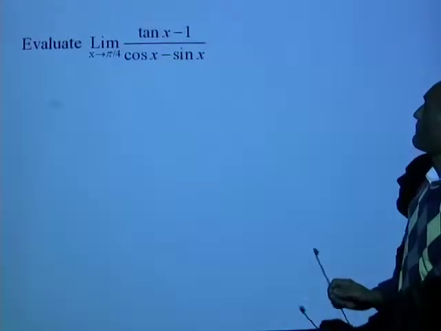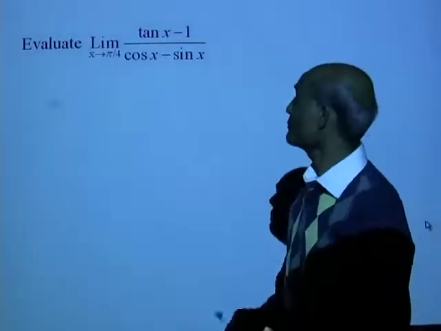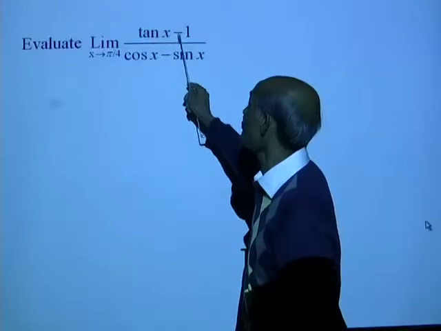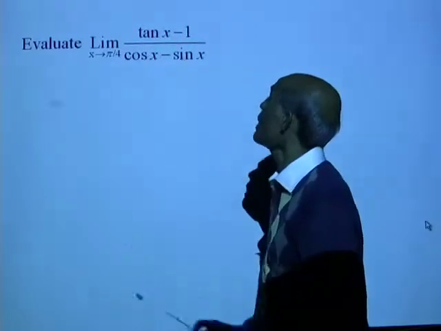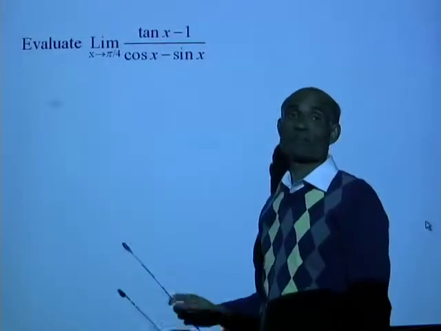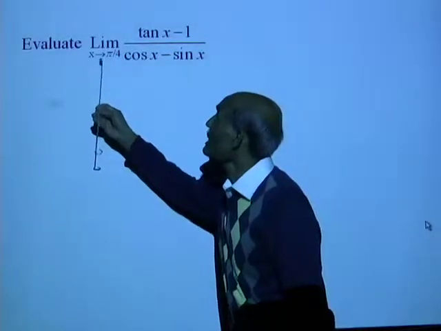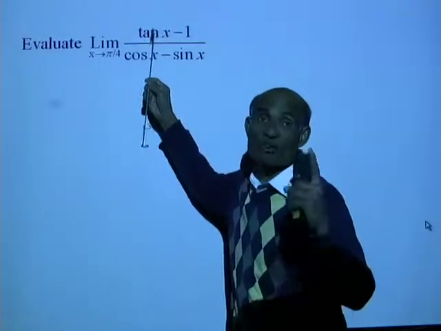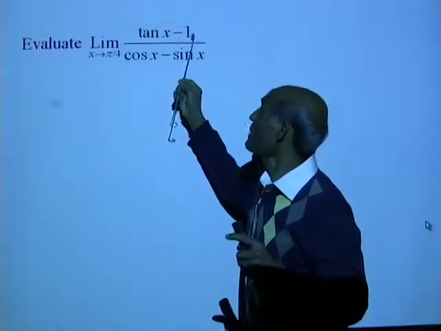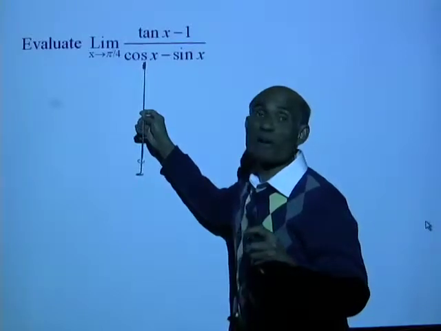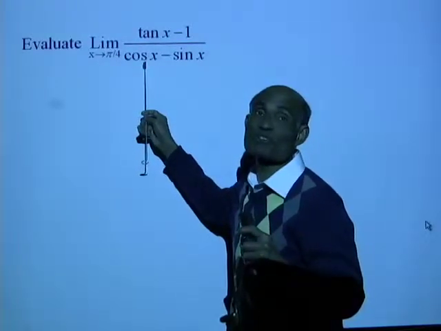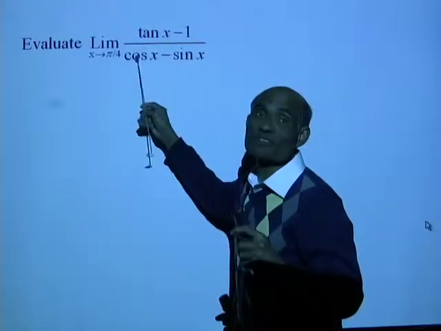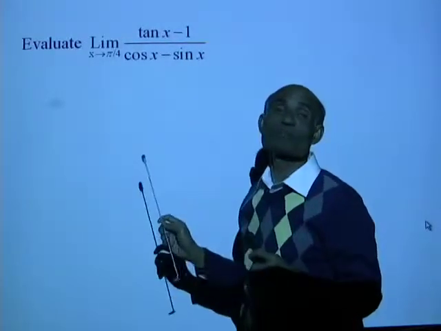Alright, let's do another one. Evaluate limit x approaches pi by 4 of tan x minus 1 over cos x minus sin x. Can you put in x equal to pi by 4 here? Try that. Tan pi by 4 is 1. So 1 minus 1 is 0. Cos pi by 4 is square root 2 over 2. Sin pi by 4 is square root 2 over 2. I'll give you 0 over 0.